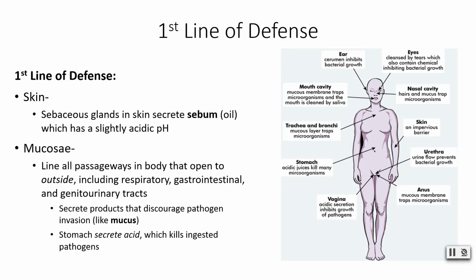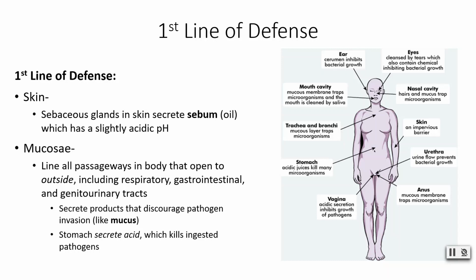Now, your mucosal membranes, your mucous membranes, line passageways inside of your body that open to the outside of your body. So your respiratory tract, your GI tract, and your genitourinary tracts. Instead of secreting sebum, these are going to secrete mucus instead, and that should make sense, your mucous membranes. The mucousy environment is also unfavorable to a lot of bacteria, and then your stomach in particular secretes really strong hydrochloric acid, and that's pretty good at destroying a lot of pathogens as well.